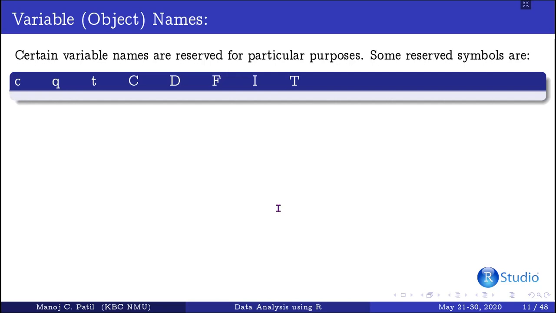Then again, there are certain reserved symbols for variable names. You can't use c, q, t. c is for combine and concatenate. This is a command useful in R, and we are going to use it many times. q is for quitting R, t for transpose, and c, D, F, I, T are all used for many commands in R. So you can't use these as variable names.